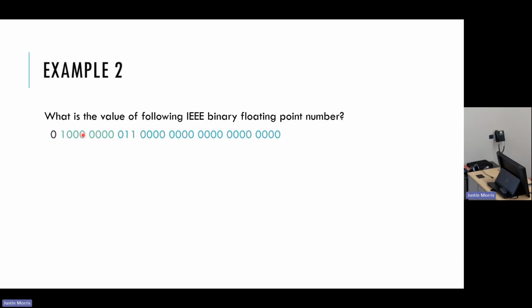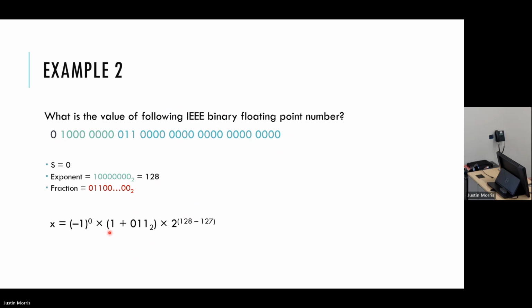So here's example 2. We want to convert from the binary to the representation. The sign bit is 0. The exponent is 128, so our real exponent is 1. And then the fraction is 0, 1, 1, 0, 0, 0. If we put it all in, we're positive. We have 1 plus this, and we need to move the decimal to the right in this case by 1.